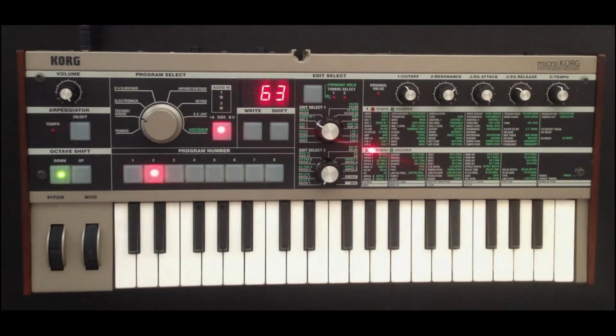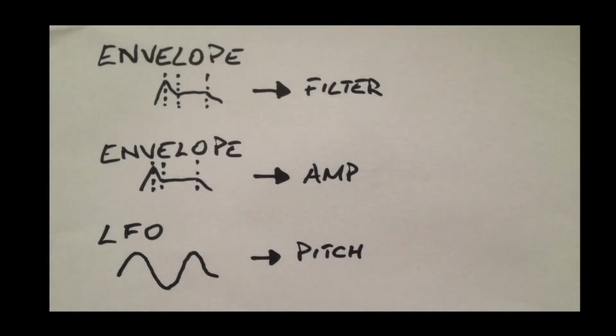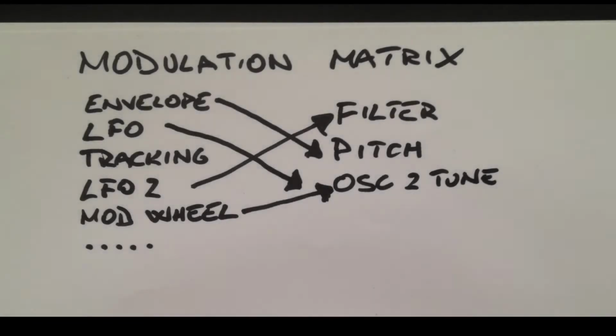Now, the concept behind virtual patching is very simple. As you can see in this picture, by default the two envelopes and the low frequency oscillator affect filter cutoff, amplifier and pitch. But what if I wanted my filter cutoff to be opened by an LFO or by how hard I'm hitting the keys? That's when I need a virtual patch.